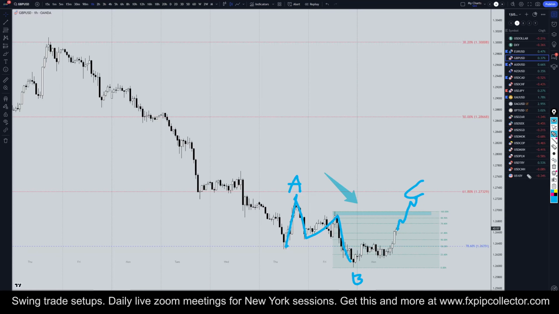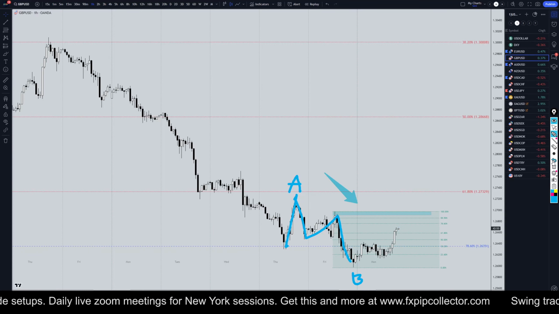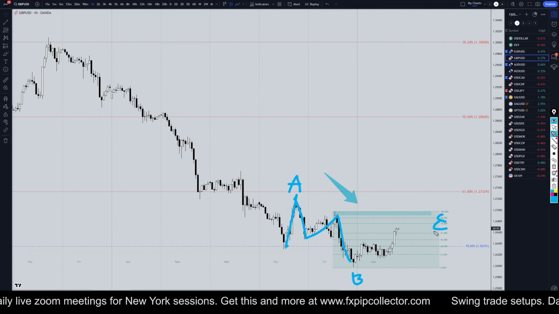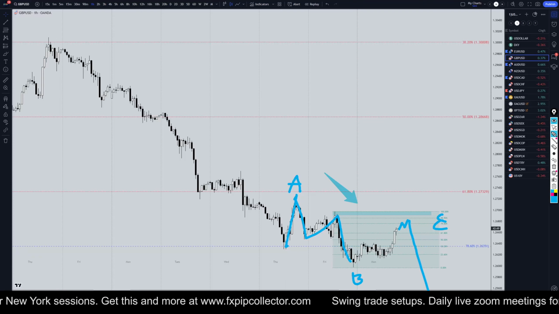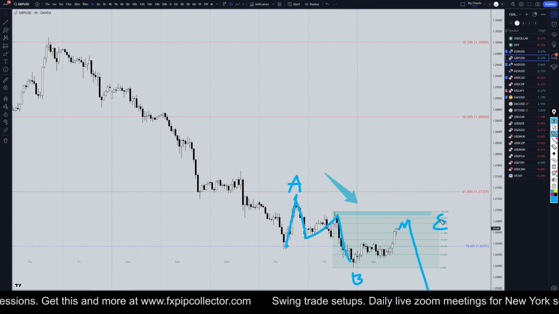If it's a running flat, then more likely what will happen is it will bounce off like the 78 or the 88 percent fib and then end up continuing the downtrend. So I'm definitely watching my Fibonacci levels very closely.